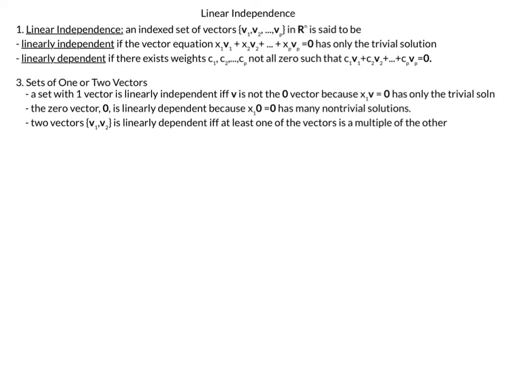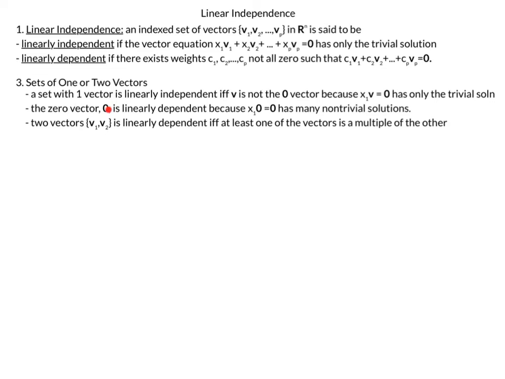I just cleared out some space and moved the statements here. A set of one vector is linearly independent if and only if the vector is not 0. Because if v is not equal to 0, then in order to get a scalar times v equal to 0, that scalar must equal 0. That's the only way you're going to get the 0 vector if v is non-zero. So it has only the trivial solution. Only the trivial solution means it's independent, which is exactly what this statement says.